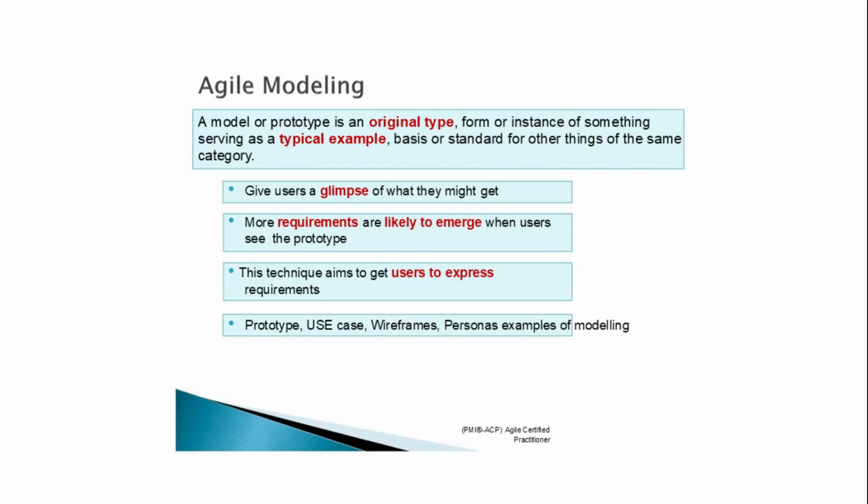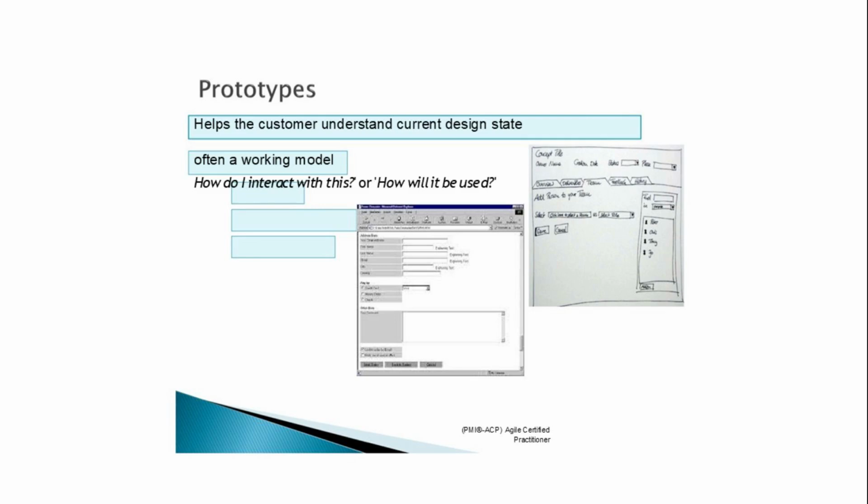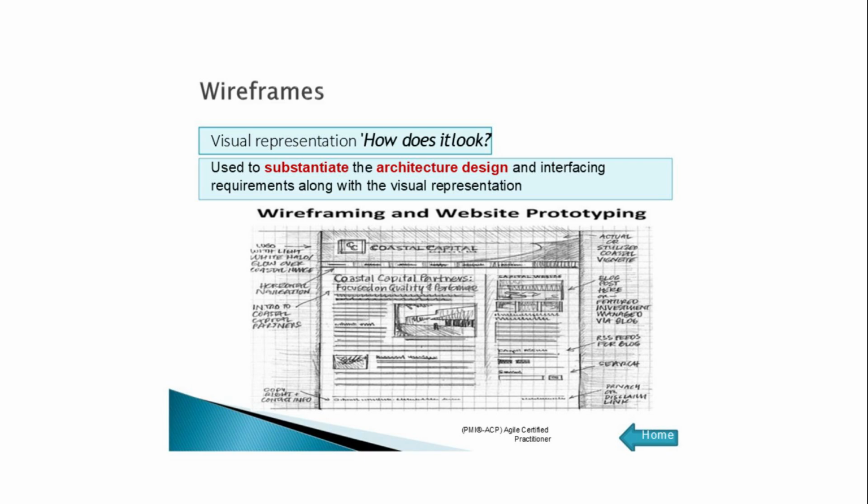Agile modeling uses prototypes to give a glimpse of the final product, encouraging user feedback and refining requirements through examples like wireframes and personas. Prototypes serve as working models that help customers understand the design and functionality, facilitating better communication and feedback. Wireframes provide a visual representation of the architecture design, helping to align the team's understanding of the project's interface and requirements.